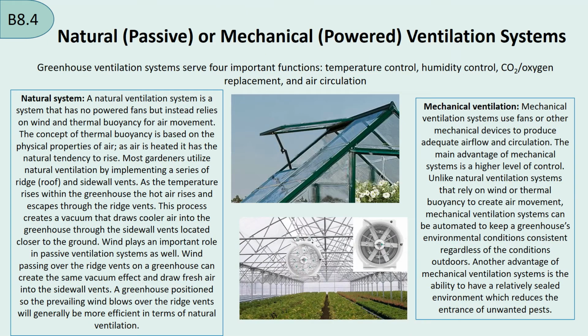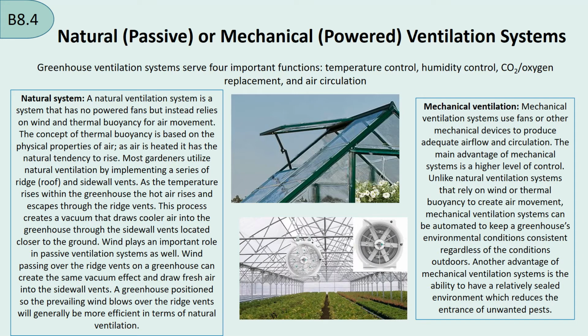Okay, so the next thing we're going to be looking at is natural or mechanical ventilation systems. So this is talking about the movement of air around the plants. That's very important because it means that the right gases are getting to the plants. It controls the temperature and also the humidity. And again, there are two different ways in which farmers can do this system.